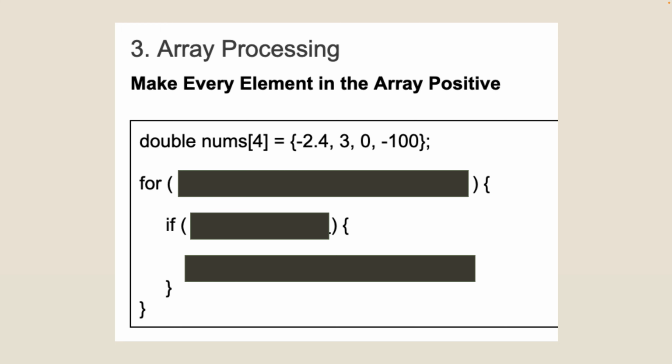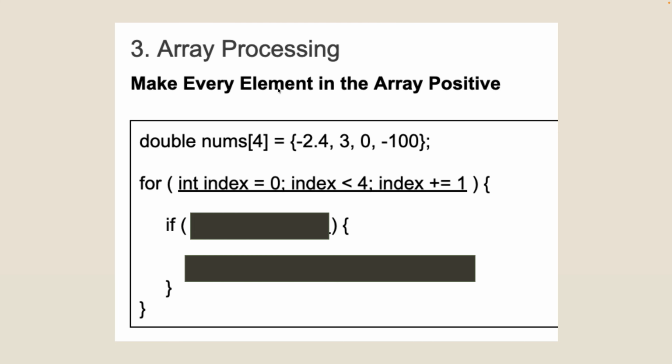What's the size of the array in this case? 4. So, okay, so index will be less than 4. And then what's the update? Index plus plus. Generally, if we're doing something with every letter in a string or every element in an array, this is generally always going to be the setup, right? Index equals 0, index less than the size, index plus equals 1 or plus plus.